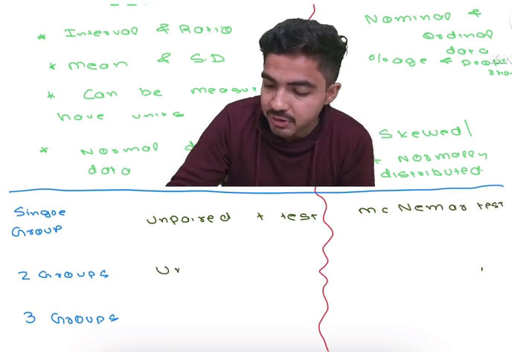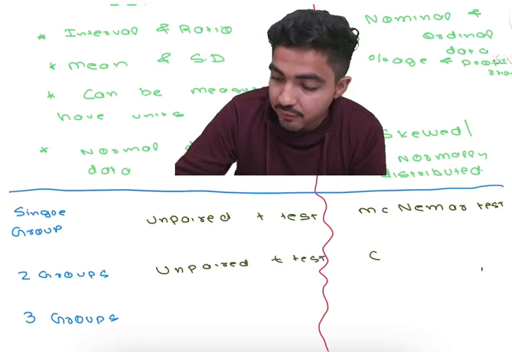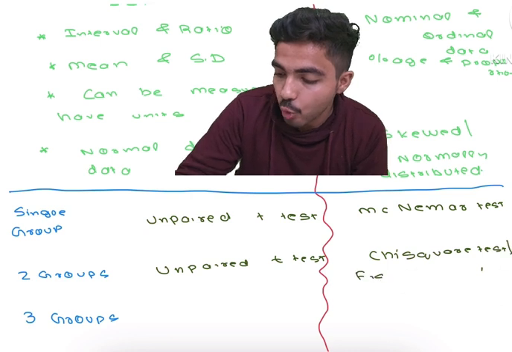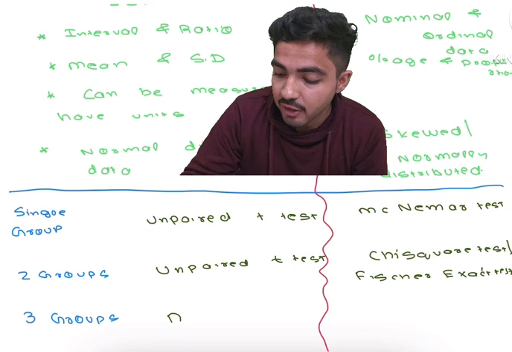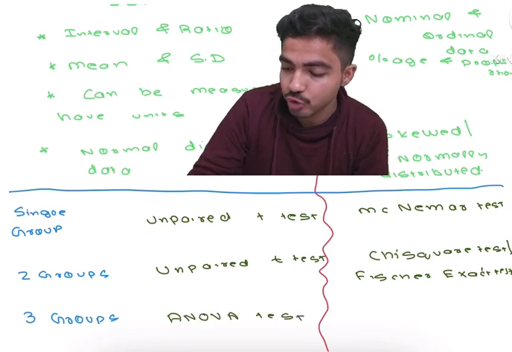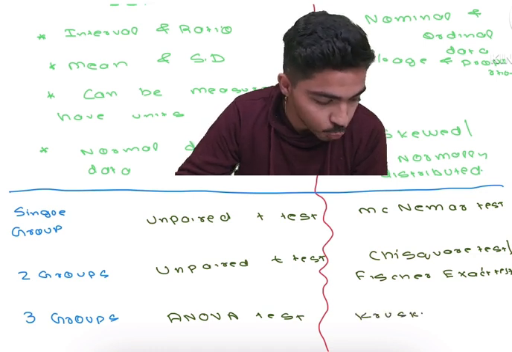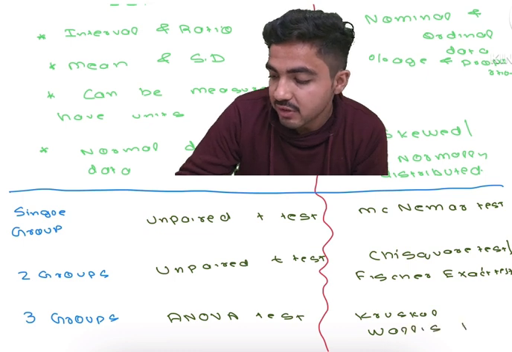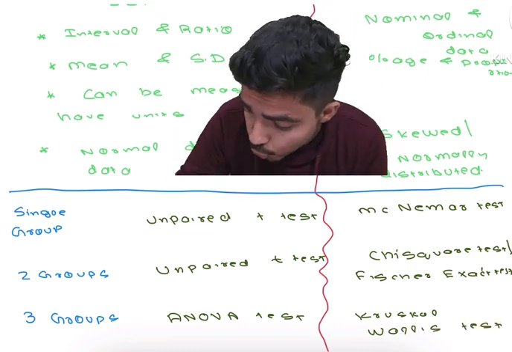If there are 2 groups, then it is known as unpaired t test, and if it is qualitative data then it is chi-square test or Fisher exact test. If there are 3 groups in case of quantitative data, ANOVA test is used. If it is a qualitative data, the name of the test is Kruskal-Wallis test. So single group, what I mean by a single group?